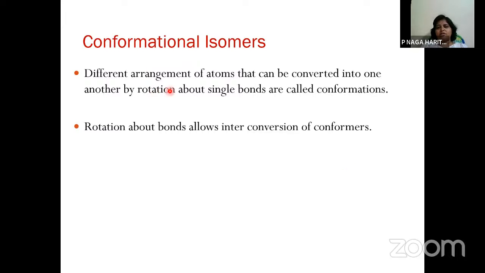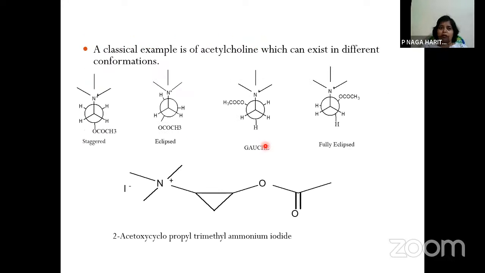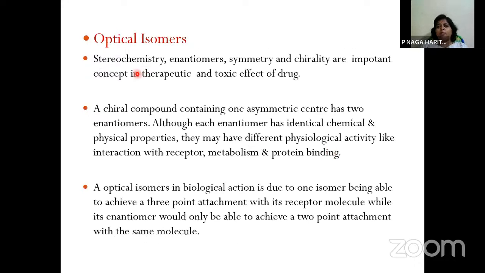And what are the conformational isomers? The different arrangements of atoms that can be converted into one another by rotation about a single bond are called as the conformations. And rotation about bonds allows interconversion of the conformers. So here we have given just a few conformers like staggered, eclipsed, gauche, fully eclipsed, like that, various rotations of the acetylcholine which can exist in different conformations. And then optical isomers.